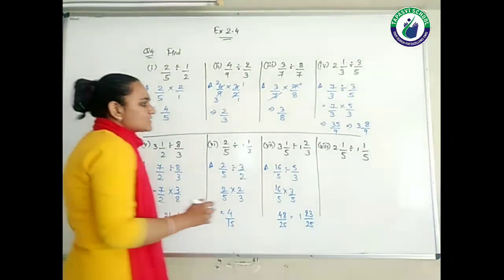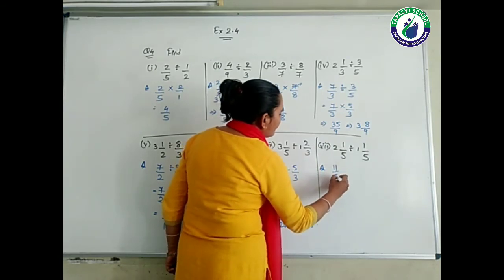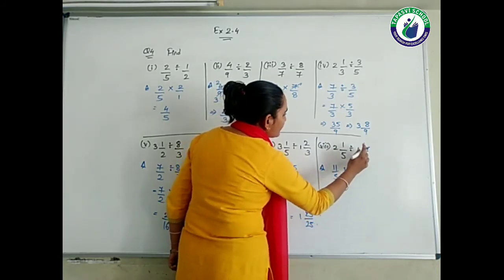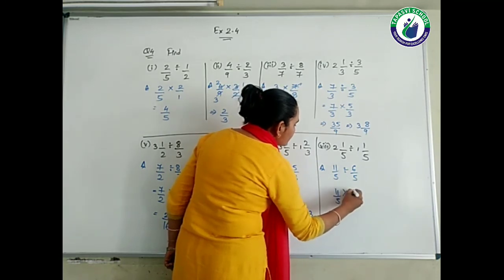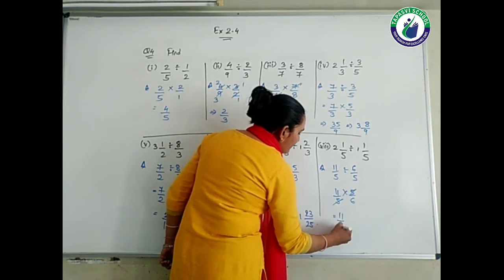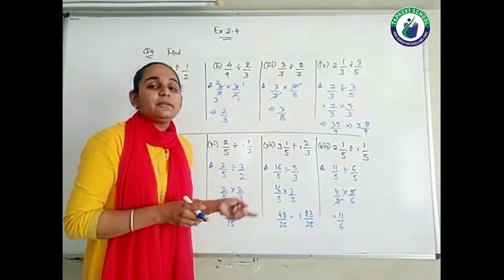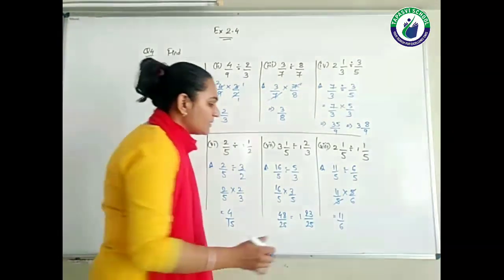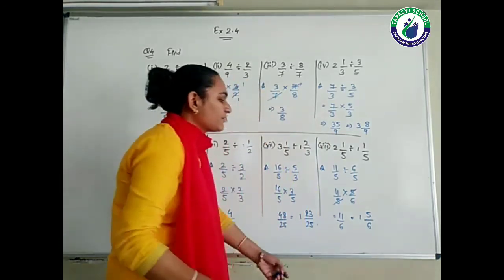So moving to the last question of this exercise, students. 2 fives are 10 plus 1, so 11 upon 5. 1 five is 5 plus 1, so 6 upon 5. Now we'll do the reciprocal, so 5 will come in the numerator, 6 will go down. So we get 11 by 6, students. Now we'll convert this into improper. This is an improper, so we'll convert it into mixed fraction. So 1 six is 6 plus 5 will get 11.